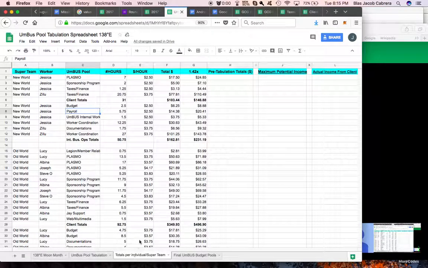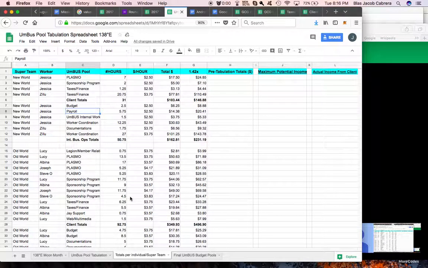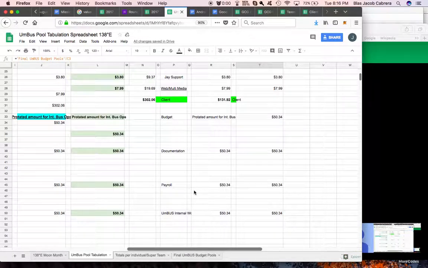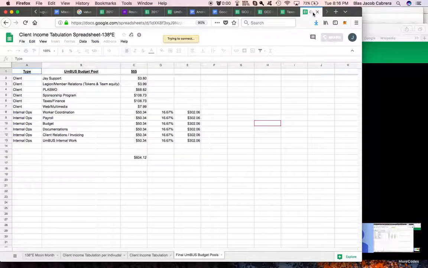What we want to go to is the individuals and the super teams. One pre-tabulation, maximum potential income. Yeah. So what we want to do is we want to organize by individual in the new world. So we should be able to do this quite easily. And let me also just quickly pop open the client one. I believe we have that here. Yeah.